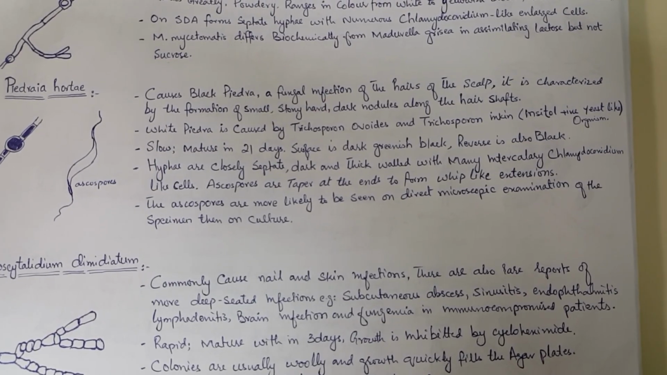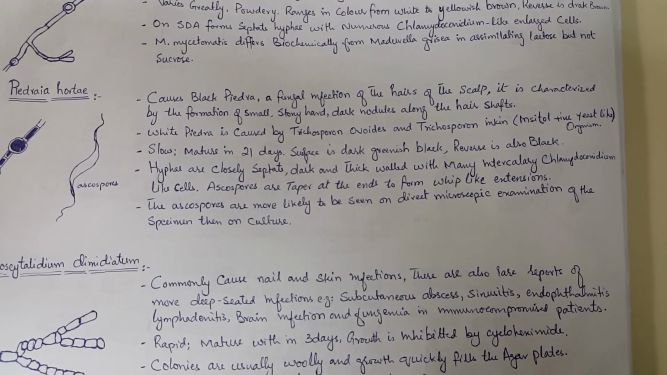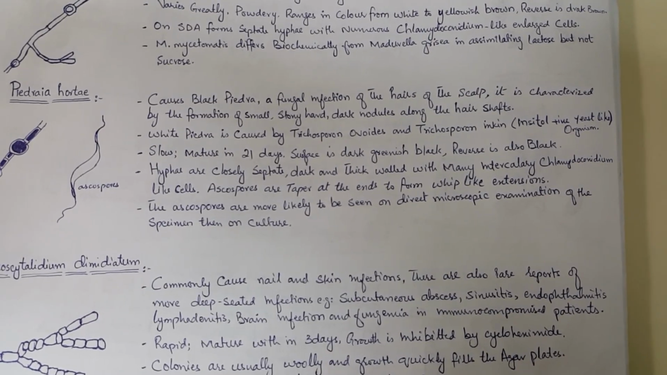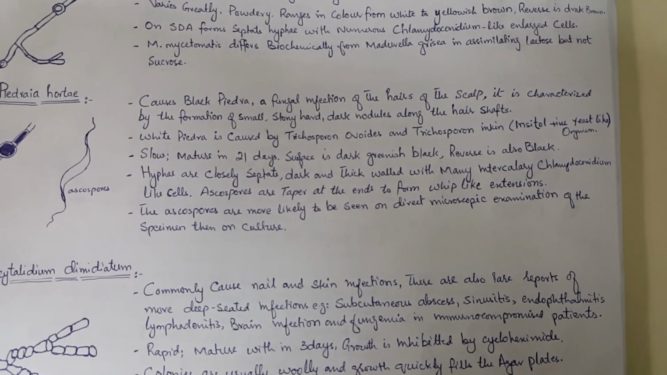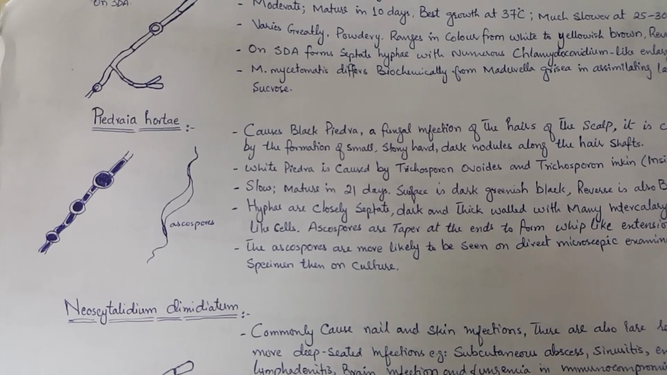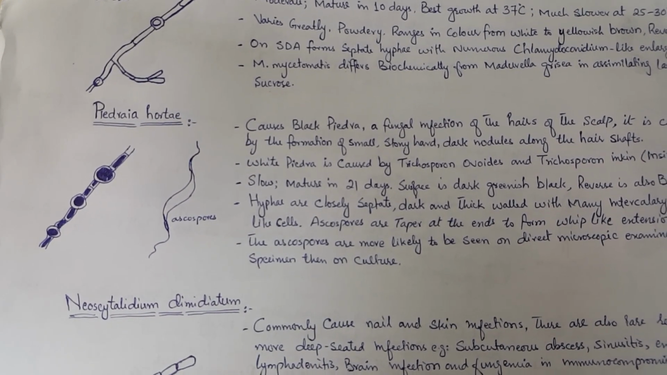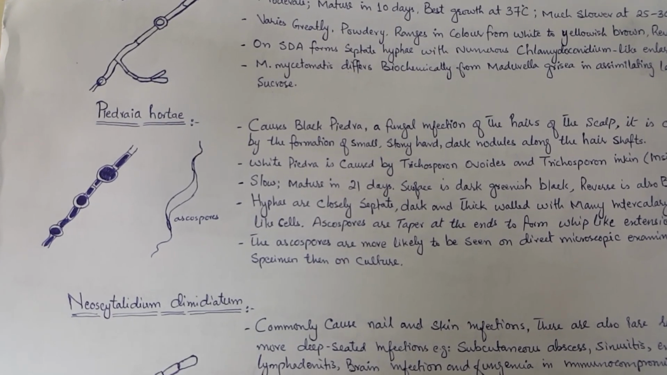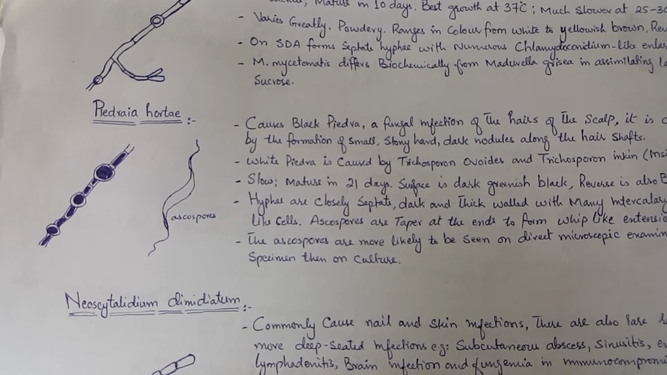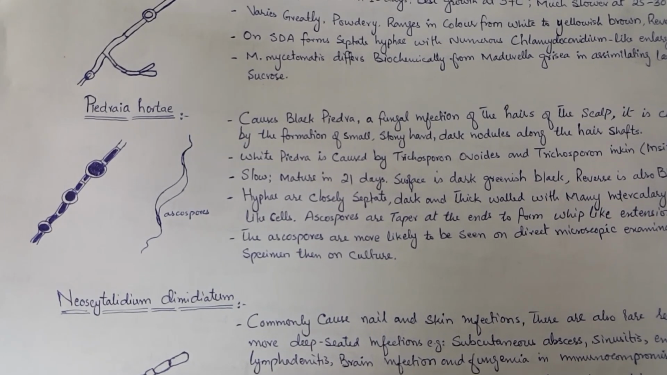Ascospores are tapered at the end to form whip-like extensions, and the ascospores are more likely to be seen on direct microscopic examination of the specimen than on culture. If you see the ascospores here and the colony, the mycelium and hyphae properties are quite different from the rest of the species, so that it can easily be differentiated. This is also called black piedra.